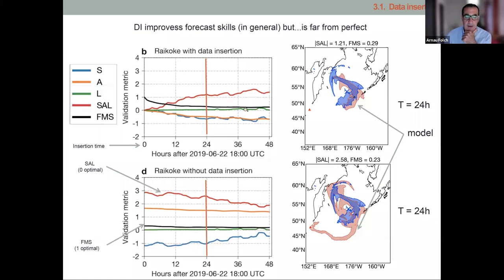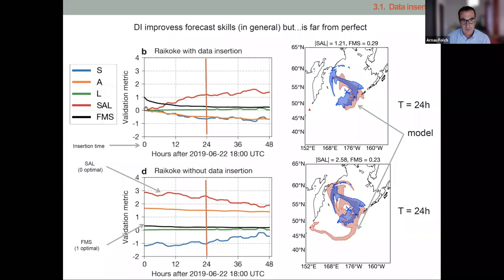And the black line is another metric, the figure of merit in space, which essentially is the ratio between the intersection and the union of the simulated and observed clouds. This one has an optimal value of one, and the worst case is zero. What we have here are time series of these metrics for one particular simulation of this Raikoke cloud. So at T0, we have the insertion time, and then we have a 2-day, 48-hour forecast. And we can compare here what happens when we do that insertion on the top and without that insertion on the bottom. So for example, if we look at T0, of course, both metrics are perfect because the observed and the simulated clouds are the same. We are just doing an insertion here. So we have a SAL of zero and a figure of merit in space of one.